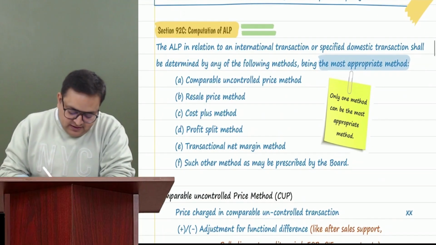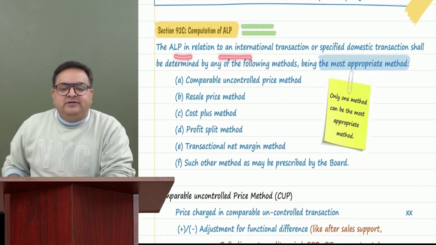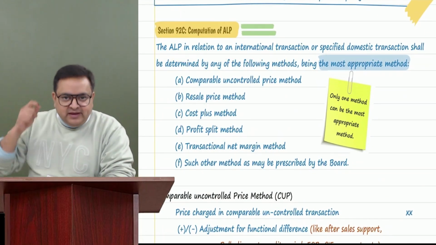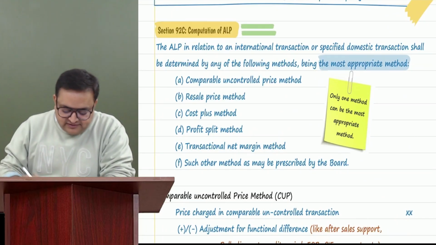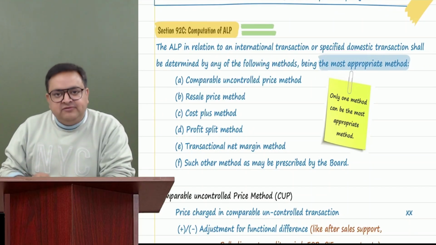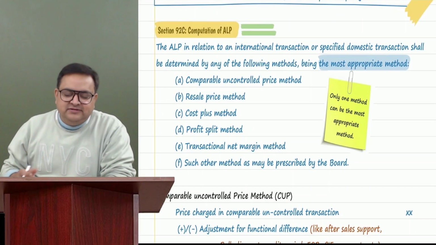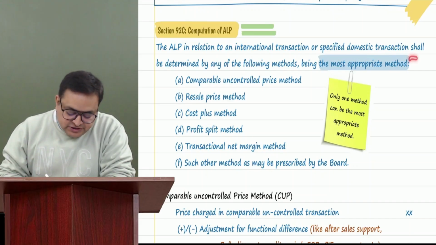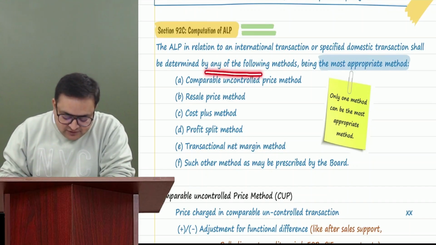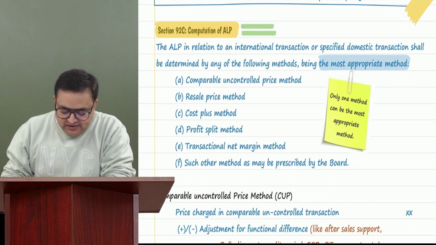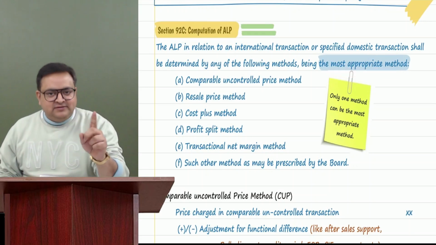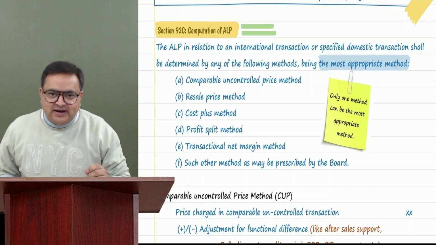See, the ALP in relation to an international transaction. Whenever you will be determining the ALP with respect to an international transaction, and the same concept will also apply to a specified domestic transaction, it shall be determined by any of the following methods, being the most appropriate method. This point is very important for you to understand.